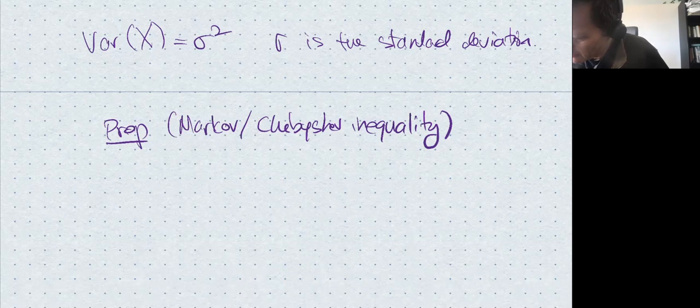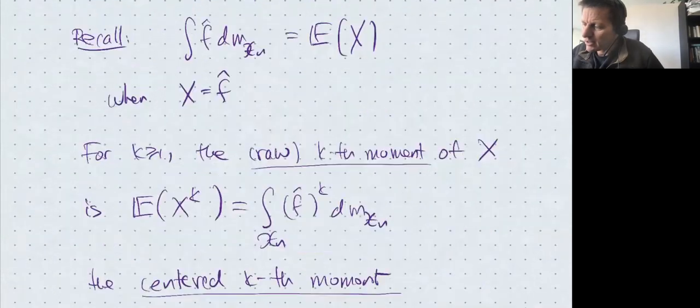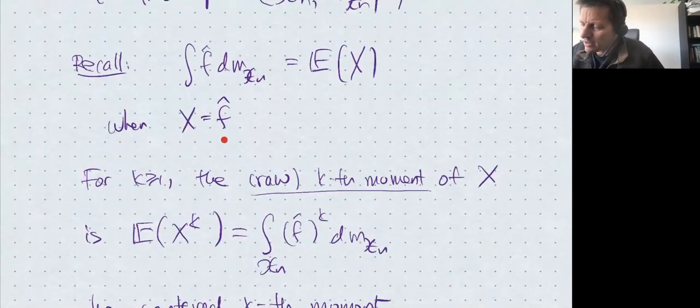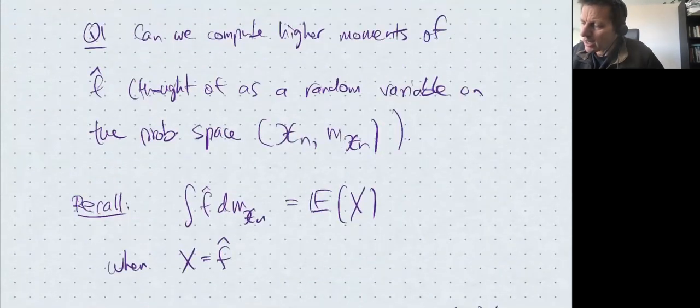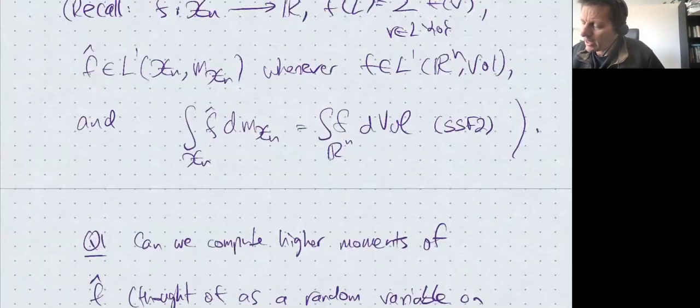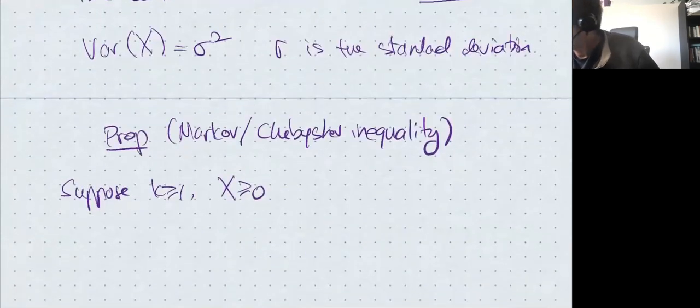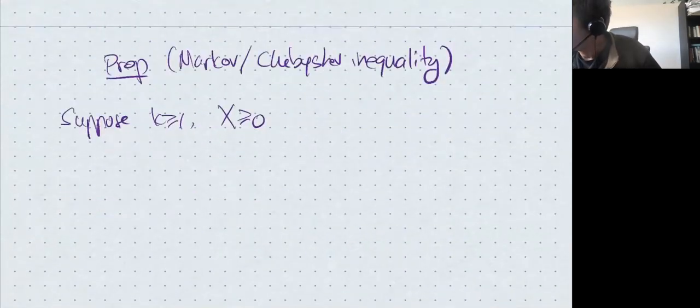So suppose we have a random variable which is non-negative, doesn't assume negative values. In particular, in the case that we're interested in, if x is the Siegel transform of a function f, and f is something like the indicator of a ball, so f itself is non-negative, then f hat will also be non-negative. So this would be an example. So you have a non-negative random variable.